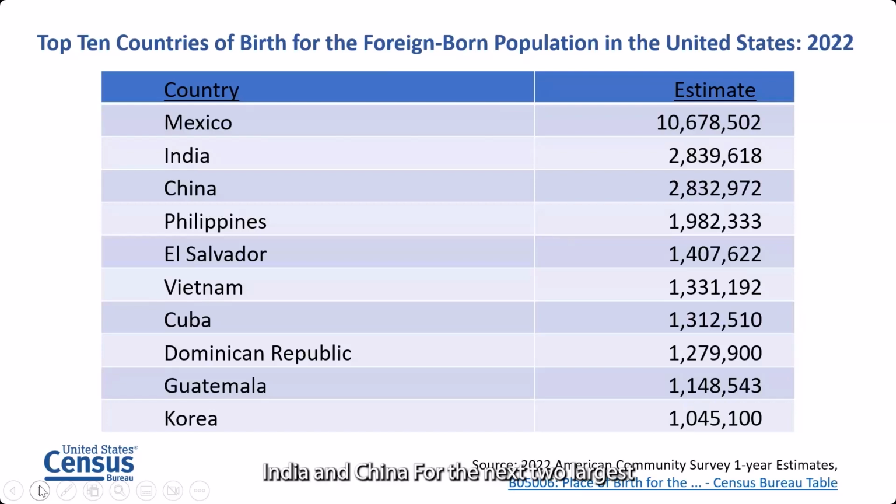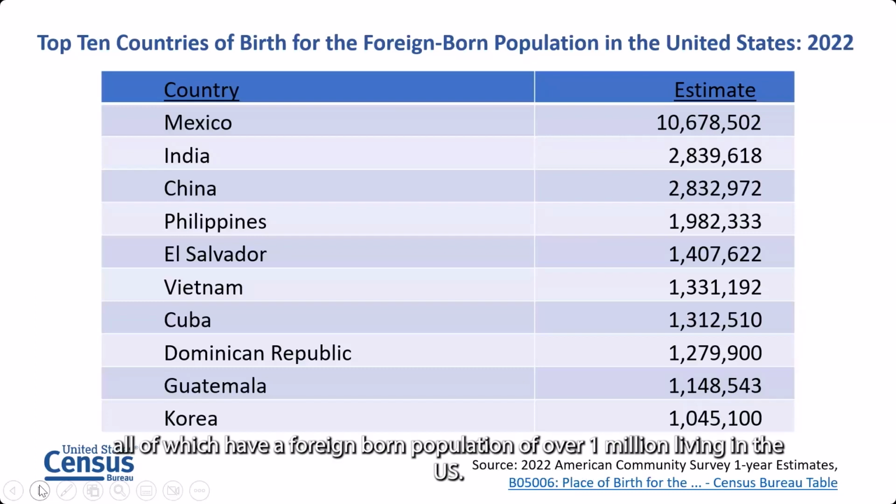India and China were the next two largest contributors to the foreign-born population. India ranks second at 2,839,618. And China ranks third, very close behind India, with about 6,600 less foreign-born. Philippines ranks fourth at 1.9 million. El Salvador ranks fifth at 1.4 million. Other top countries of origin include Vietnam, Cuba, Dominican Republic, Guatemala, and Korea, all of which have a foreign-born population of over 1 million living in the U.S.